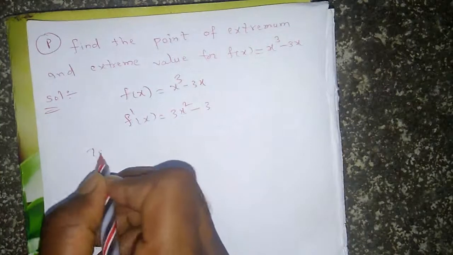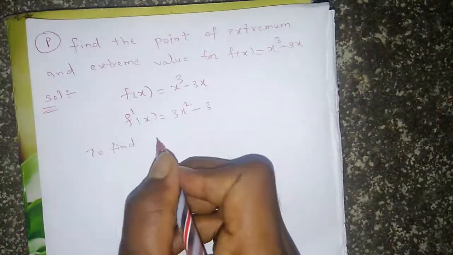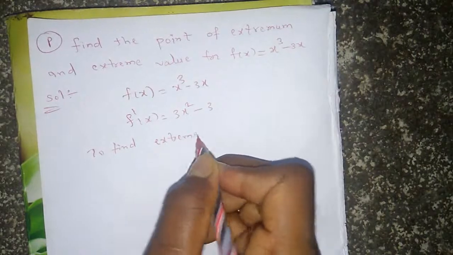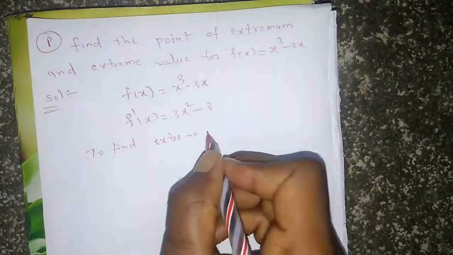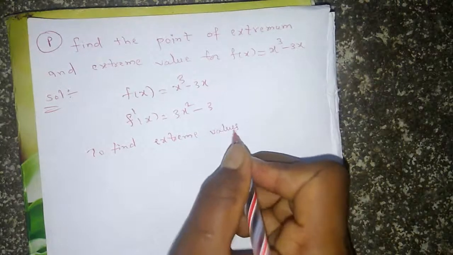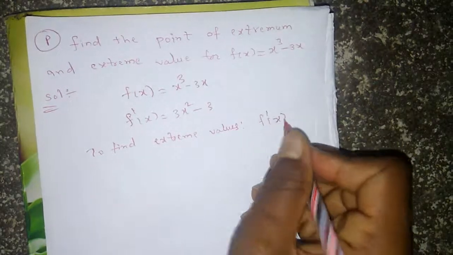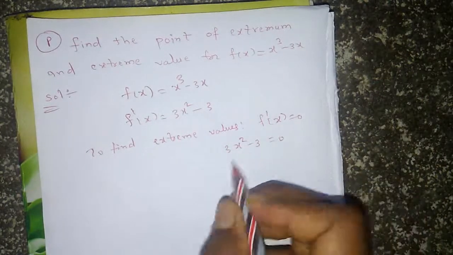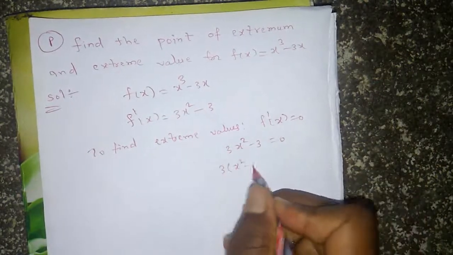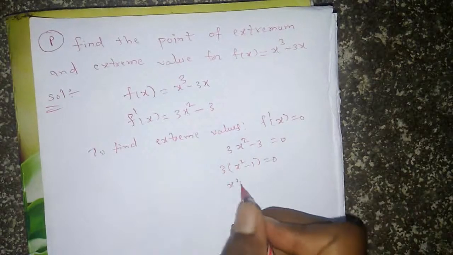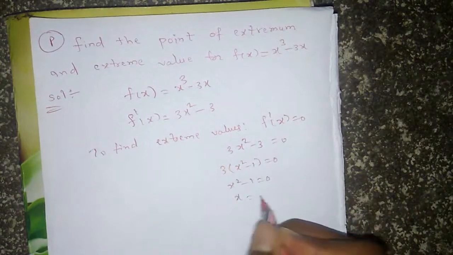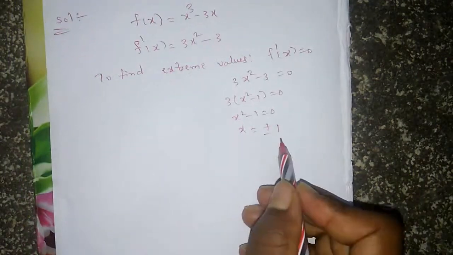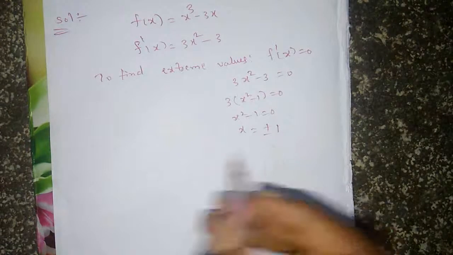Now to find extreme values or points of extreme values, which means maximum and minimum values, f dash of x is equal to 0, that is 3x square minus 3 is equal to 0. Take 3 common, 3 into x square minus 1 is equal to 0. X square minus 1 is equal to 0. X is equal to plus or minus 1. These are points of extremum. So the points at which we will get maximum or minimum values.